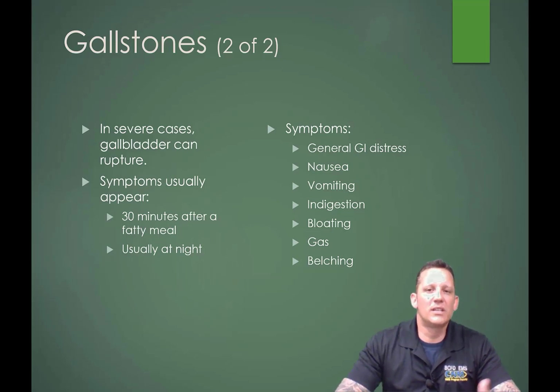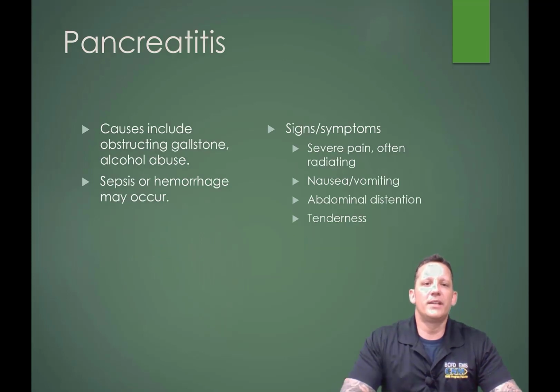A lot of the bloating, gas, and belching comes because the patient is unable to digest some of their food the proper way. When certain parts of food make it into parts of the GI tract that they're not suited to digest, the bacteria in that part of the GI system will ferment things, and that's where the gas is coming from. Moving forward into pancreatitis, the causes of pancreatitis are obstructing gallstones, alcohol abuse, and things of the like.